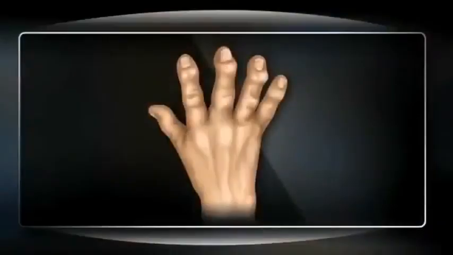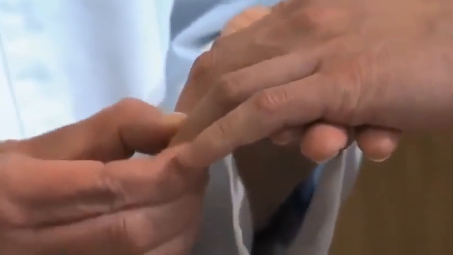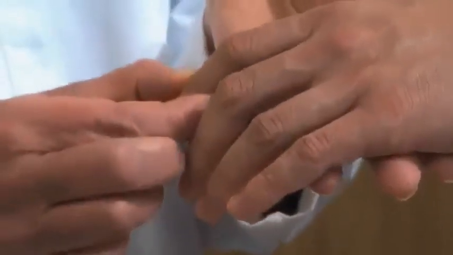Bony nodules at the PIP joints, or Bouchard's nodes, are common in osteoarthritis. They are benign. Using the same techniques, examine the DIP joints. Benign bony nodules at the DIP joints, or Heberden's nodes, are also common in osteoarthritis. Repeat on the other hand.